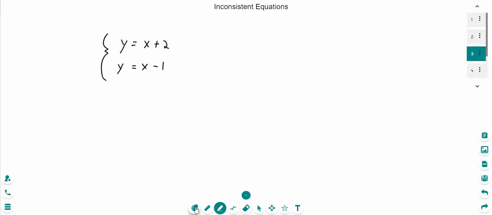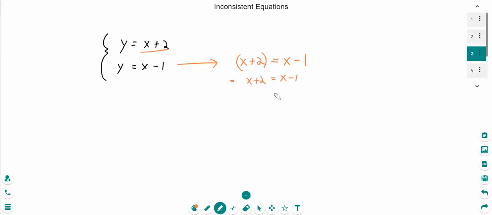Okay, so if we use substitution, let's just say, okay, we know that y is equal to x plus 2. We're going to plug that into our second equation. So if y is equal to x plus 2, then in the second equation, the y can be replaced with x plus 2. So then we'd get x plus 2, that's what we're plugging in for this y, is equal to x minus 1. Okay, now there isn't any multiplication with these parentheses, so we can drop the parentheses, and we're going to get x plus 2 is equal to x minus 1.